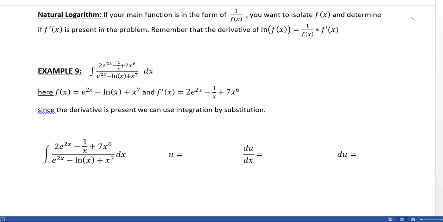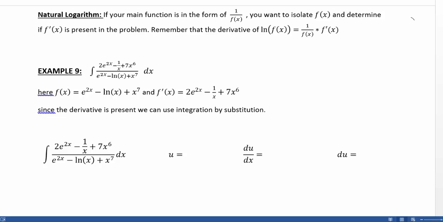Integration by substitution using the natural logarithm. If your main function that you're trying to find the antiderivative of is 1 over f of x or some other function over f of x, you want to look at what f of x is, which is the function in the denominator, and determine if the derivative is also present in the problem.